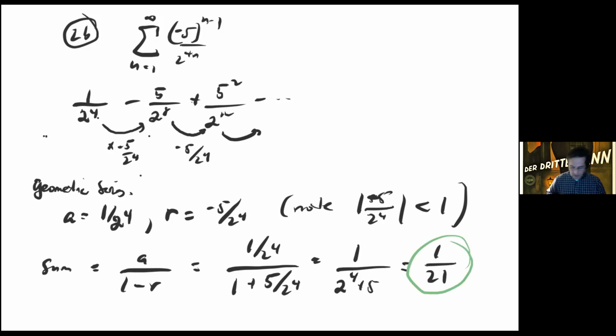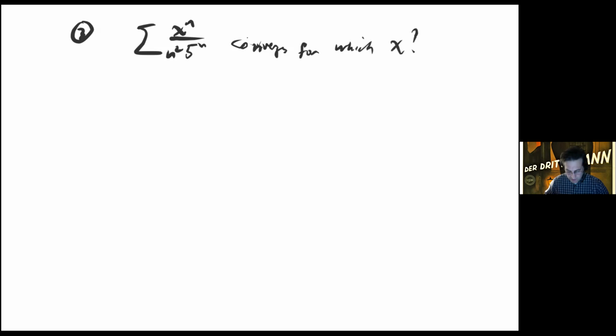Okay, we now move on to problem 3. What does that say? We want to find all x such that the series x to the n over n squared 5 to the n converges. So let me write it like this: converges for which x is the question. That's the question. So we're going to use the ratio test for the most part.